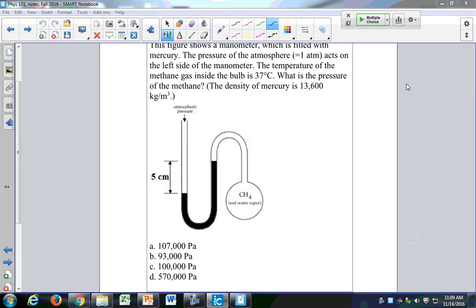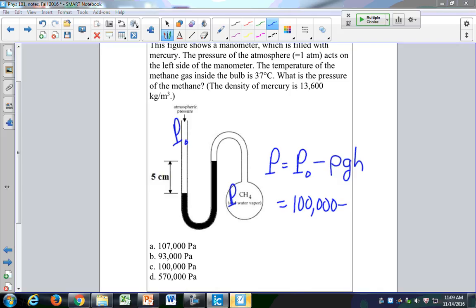But if you have time at the end and you want to come back and calculate what it should be, you would say the pressure is equal to P naught minus rho g h, minus, because this pressure P is less than this pressure P naught. And that's going to be 100,000 minus the density of mercury, which is 13,600, times 10 times h, which is 0.05 meters, and then you would find that that's equal to 93,000 pascals, or newtons per square meter.